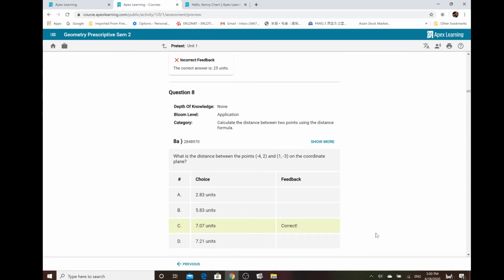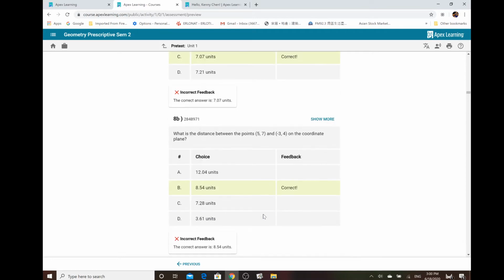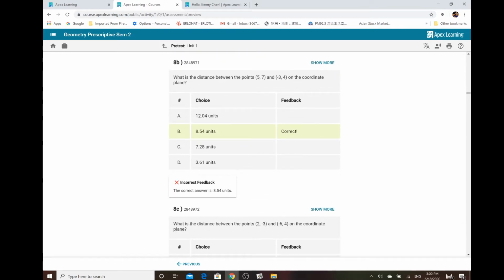And what about for A? So this one looks like it's not a perfect square number and you need to round it off. So again, using the distance formula and just put it into the calculator. So this one is about 7.07 units. Again, for number 8 and all those questions, it looks like the distance is not going to be a perfect square number, so this one you have to round it off.